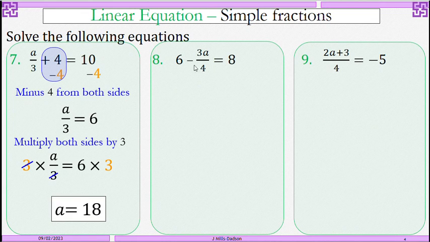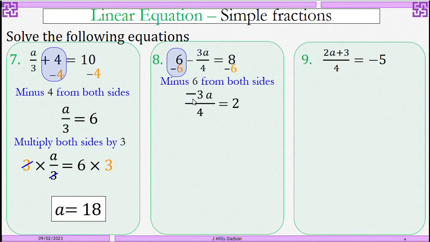Let's look at the next one. We must first get rid of the 6 by subtracting 6 from both sides. So you're going to have negative 3a over 4 on the left hand side, and this will give us 2. Negative 3a over 4 equals 2.